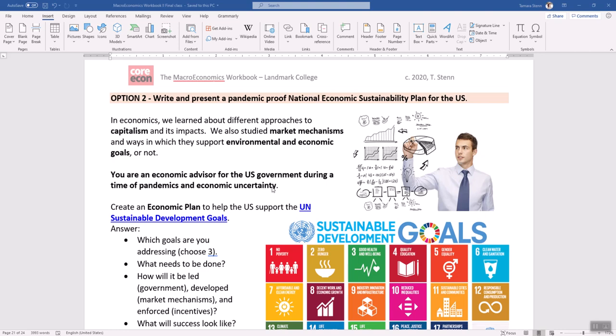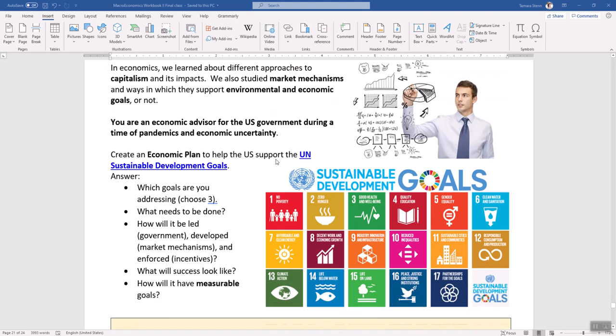And so you get to decide what 3 goals you are going to be addressing in this time of extreme change, and what needs to be done. How is it going to be led, right? Is it going to be government led? Are you going to use market mechanisms? How is it going to be enforced? What kind of incentives are you going to have?